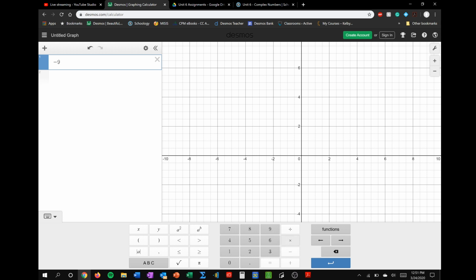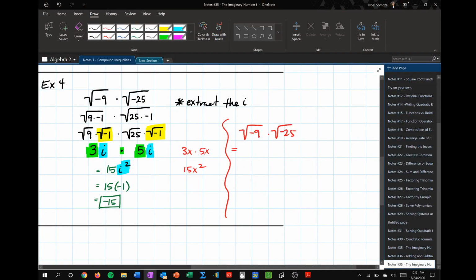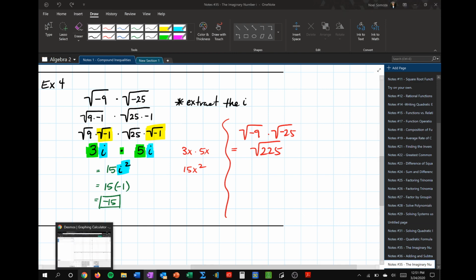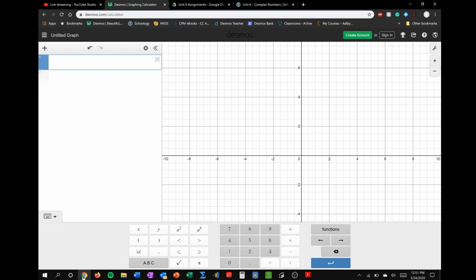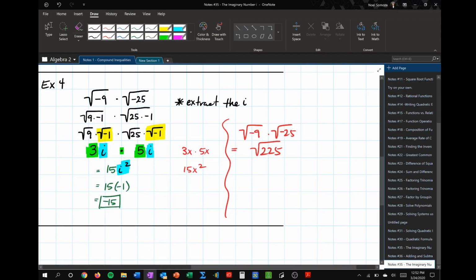So -9 times -25. That becomes a positive 225. Okay, so it becomes positive. So you get the square root of 225. The square root of 225 is equal to 15. Great, but do you see how the answers are different?